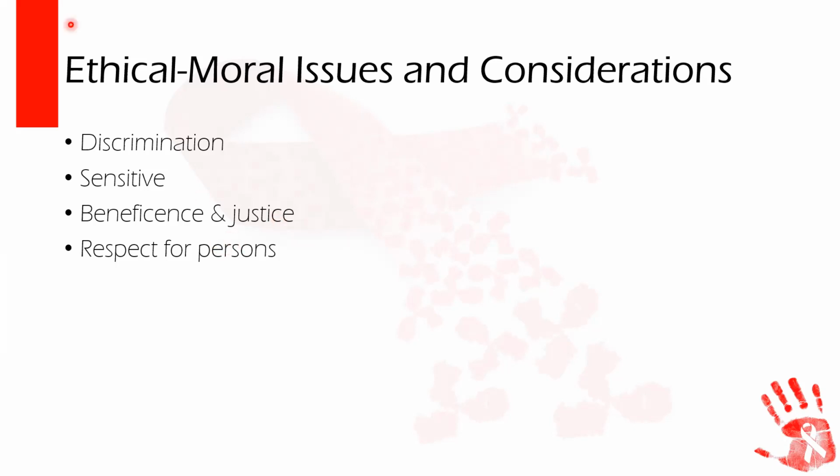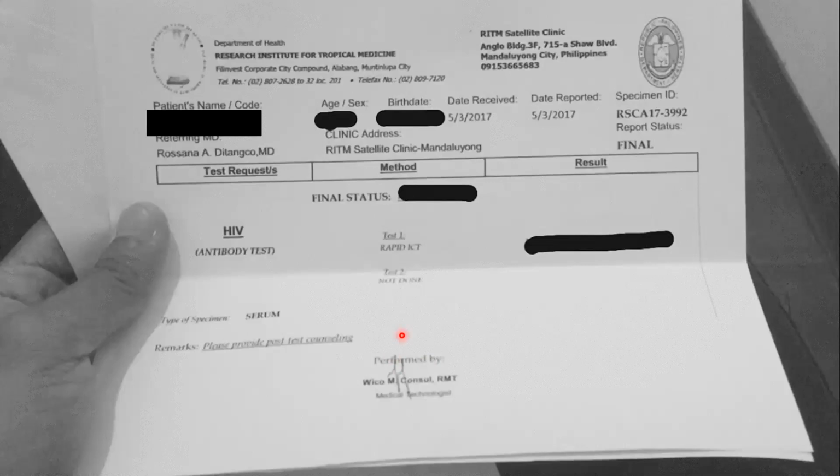Beneficence and justice are also moral issues of HIV. Why? Because injustices happen during discrimination. And lastly, respect for others should always be maintained, whether you are HIV positive or HIV negative. In terms of laboratory procedures, we have to make sure that there is confidentiality of laboratory results. You should not make the results of your patient public, because you will be penalized under the law.